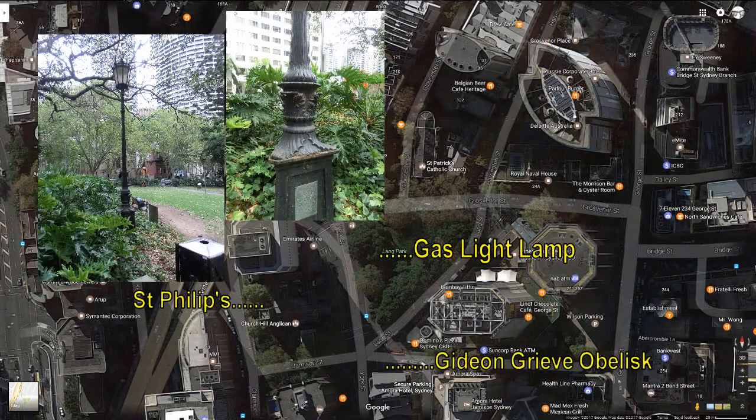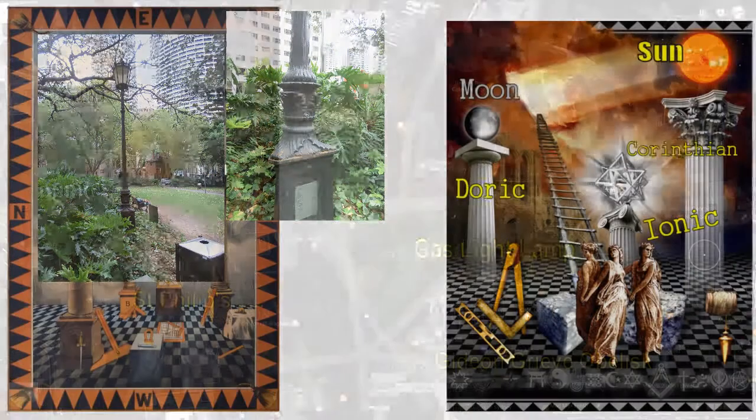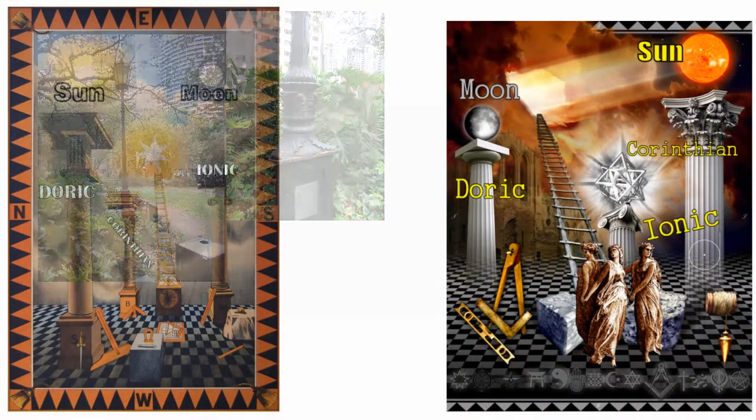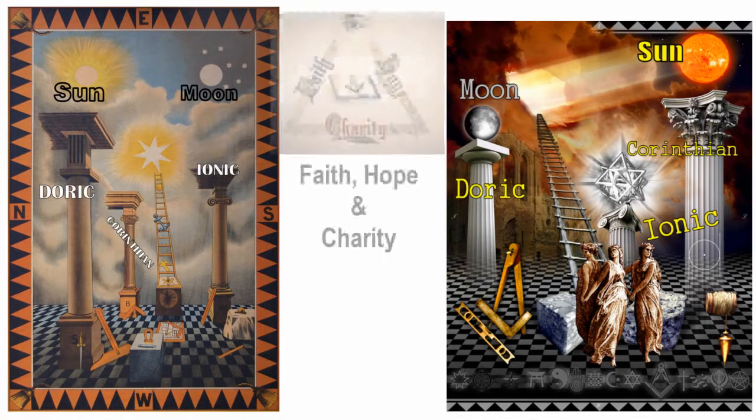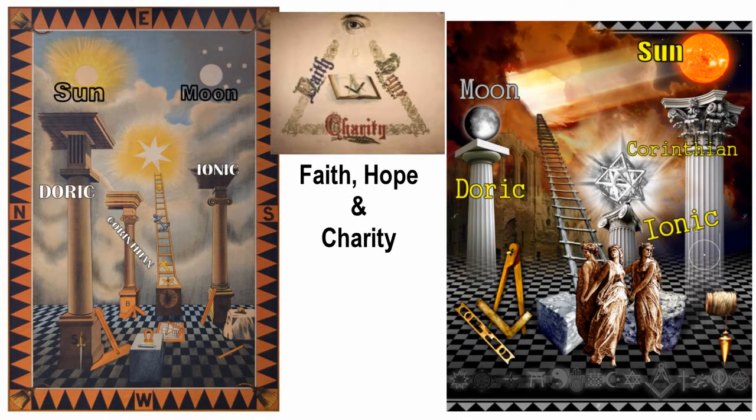What else do we have? So in Lang Park, across the street, we had the obelisk, red granite, St. Philip's, and we have the gaslight lamp. In itself, another connection to this, and a connection we can examine through the tracing boards. And so let's do a comparison of an older board with a newer one. Doric, Ionic and Corinthian has standards. Sun and moon has standards. Faith, hope and charity has standards.